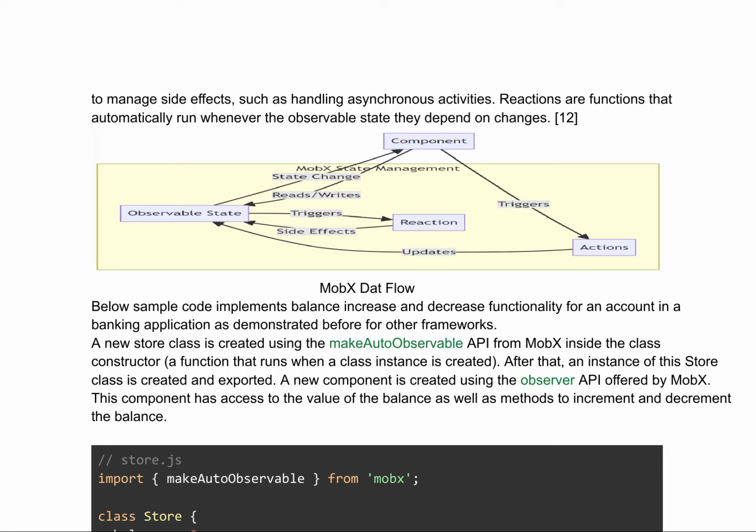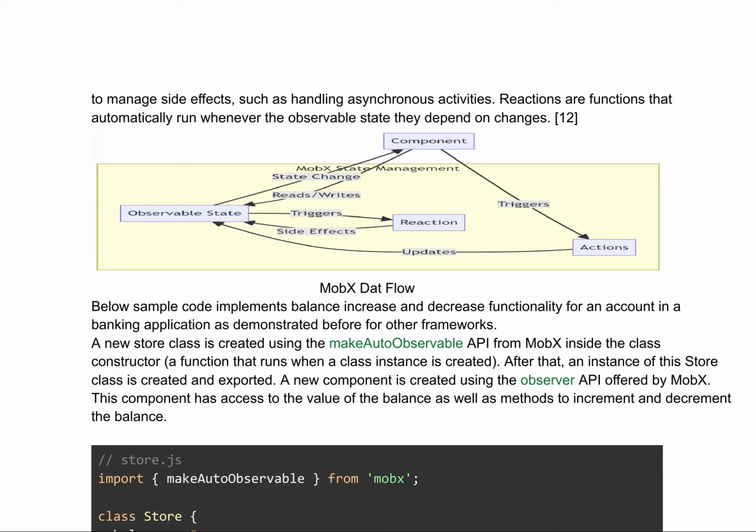This example demonstrates the creation of a store class responsible for managing the balance of a bank account. The store class is constructed utilizing the make auto observable API from Mobex, which automatically makes the class observable. An instance of the store class is then created and exported. A new component is also created using the observer API from Mobex, granting the component access to the value of the balance, as well as methods to increment and decrement the balance.